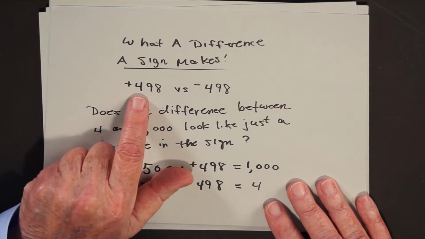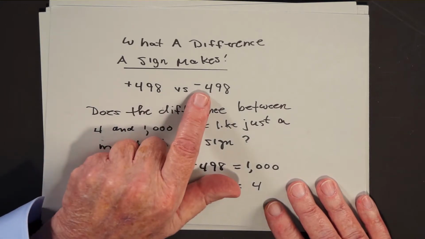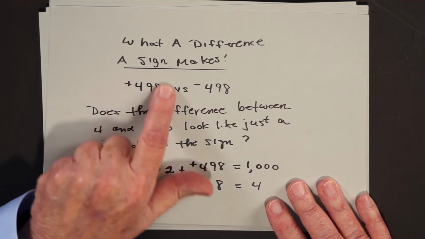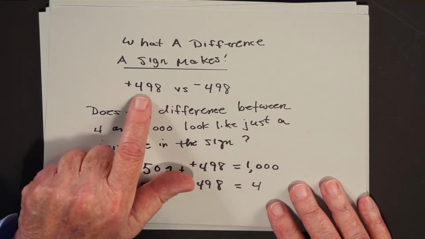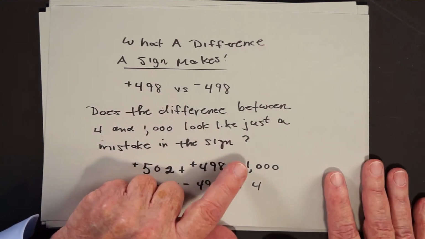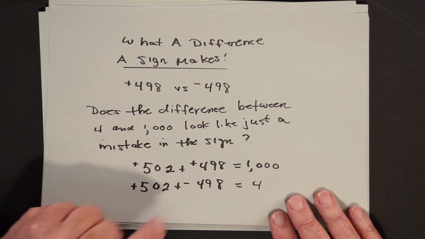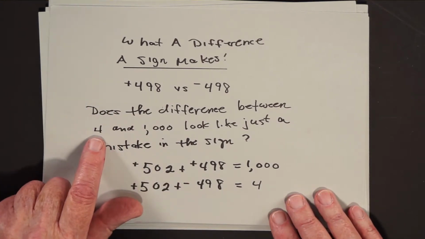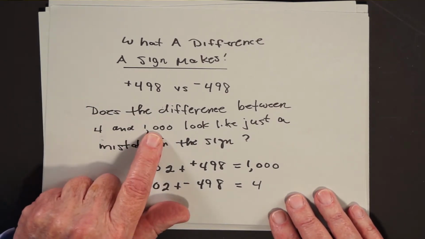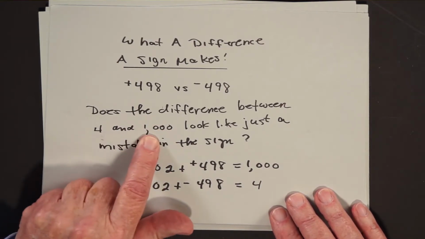Let's look at positive 498 versus negative 498. Obviously, there's only a sign difference. The adjective part is 498 in both cases. And the question is, what's the big deal here? Well, let's start this way. If you see the numbers 4 and 1,000, do you say, oh, I must have made a mistaken sign? How does a mistaken sign give you the difference between 4 and 1,000?